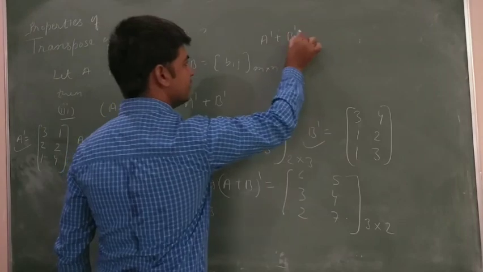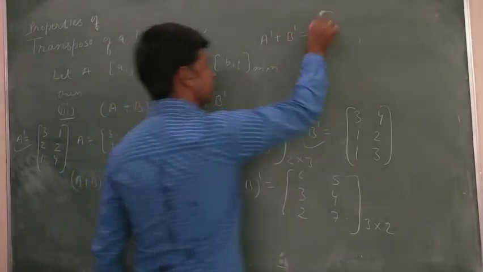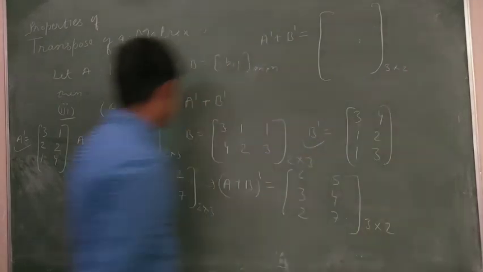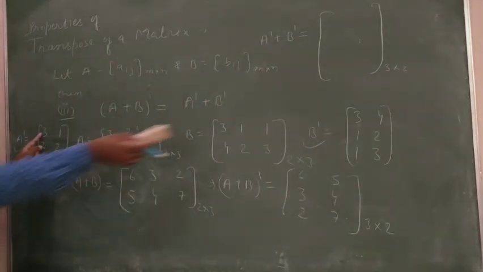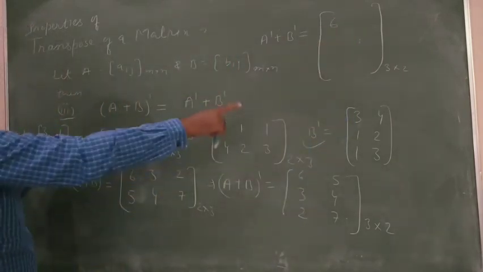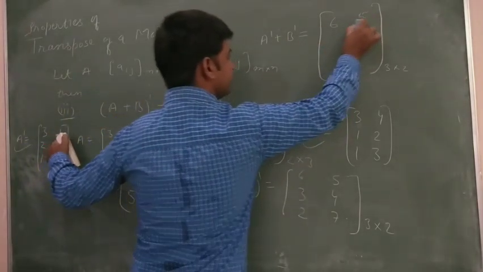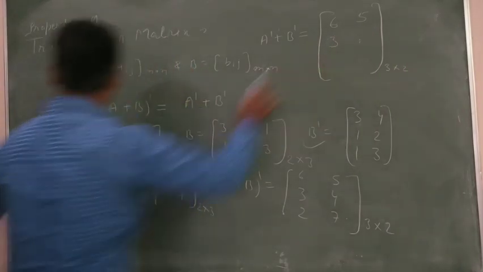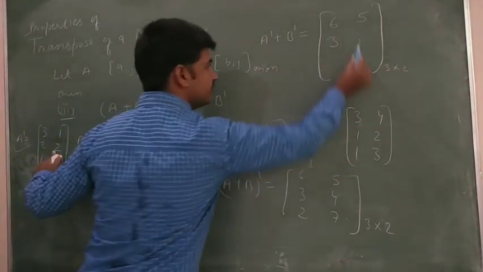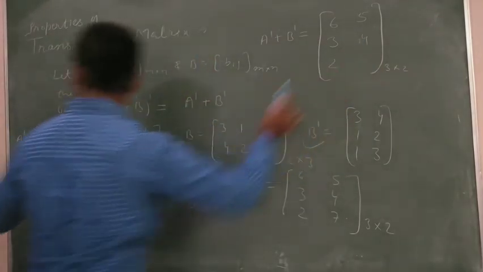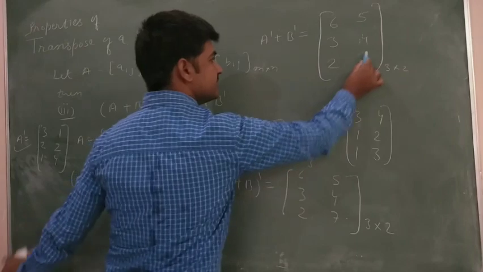Now if you add both of these matrices A dash and B dash, A dash plus B dash means the sum of the transposes of A and B, that is obviously a matrix of order 3 by 2. Here 3 plus 3 is equal to 6. Now 1 plus 4 is equal to 5. 2 plus 1 is equal to 3. 2 plus 2 is equal to 4. Next one, 1 plus 1 is equal to 2, and 4 plus 3 is equal to 7.